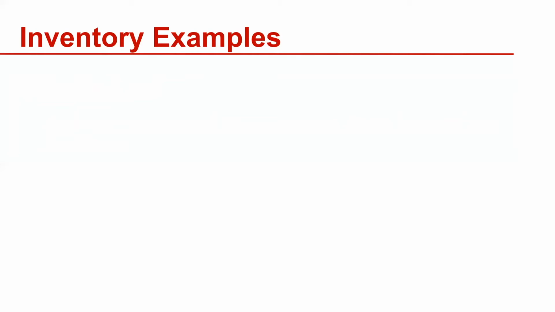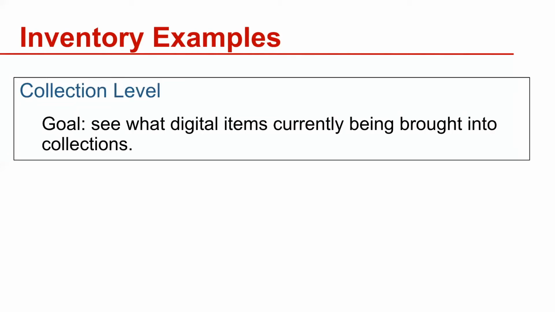Let's take a look at some inventory examples. One example is an inventory taken at the collection level. The goal for this type of inventory may be to see what digital items are currently being brought into collections. You want to know what file types are being brought in, the number of files, and the space they take up.